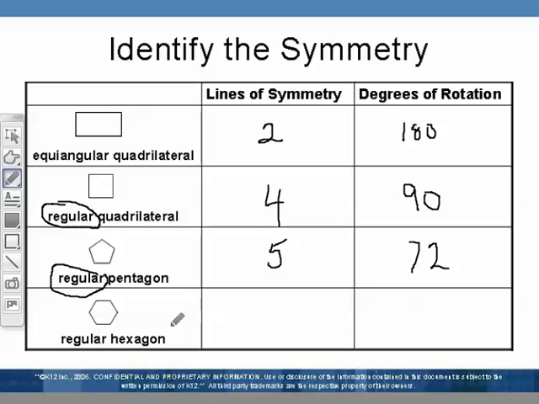Regular hexagon, 6 lines of symmetry. Regular hexagon. Hexagon, 6 sides, 6 lines of symmetry. 360 divided by 6, 60 degrees of rotation. Okay?